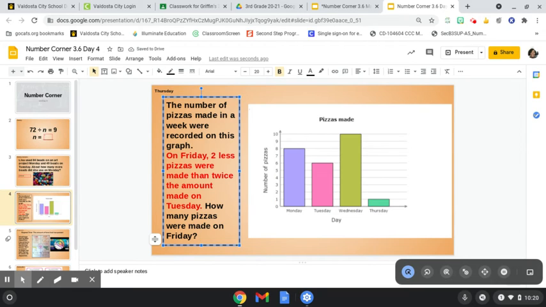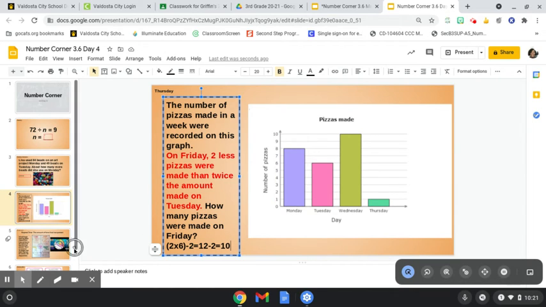is 10. So if we set this up right, 2 times 6, we do that first in the parentheses, because that's what it says. Twice the amount made on Tuesday. And then 2 less, that's going to be minus 2. And we can see now that 2 times 6 is 12. And 12 minus 2, the answer is going to be 10. So 10 pizzas were made on Friday.